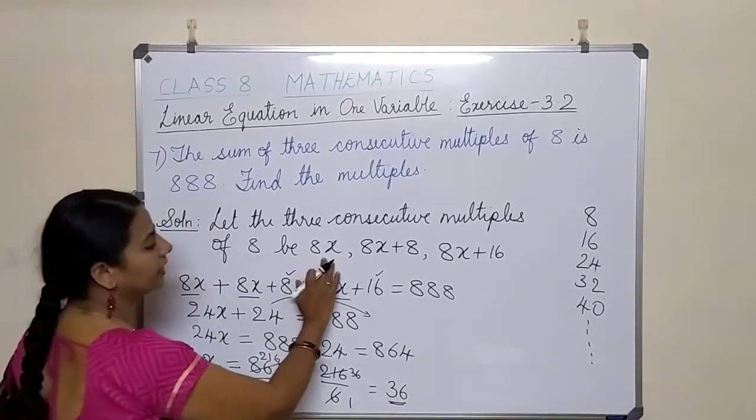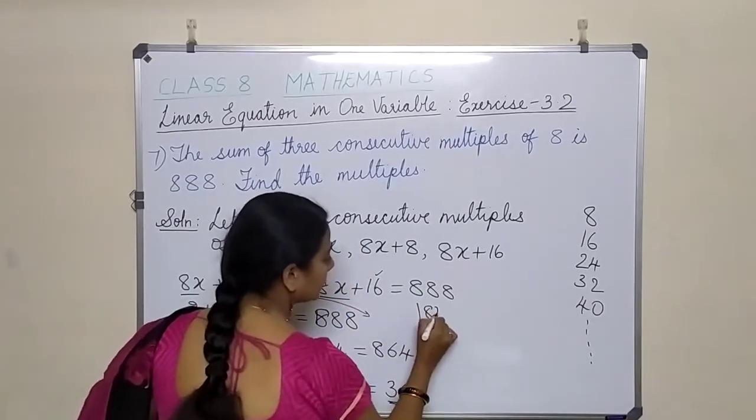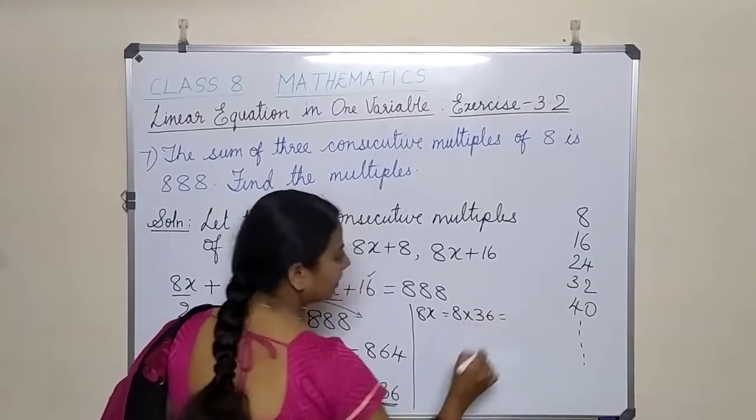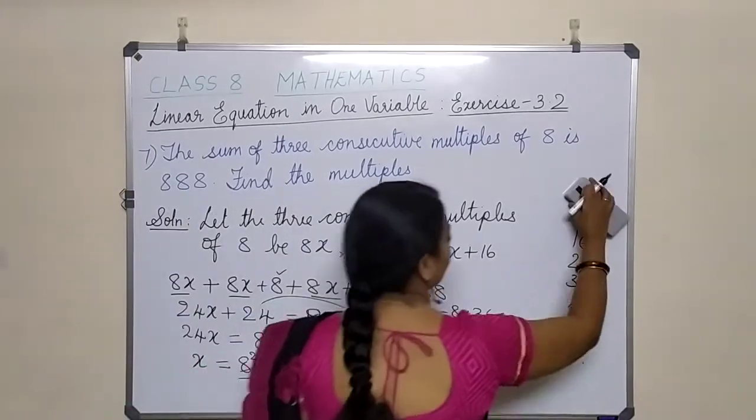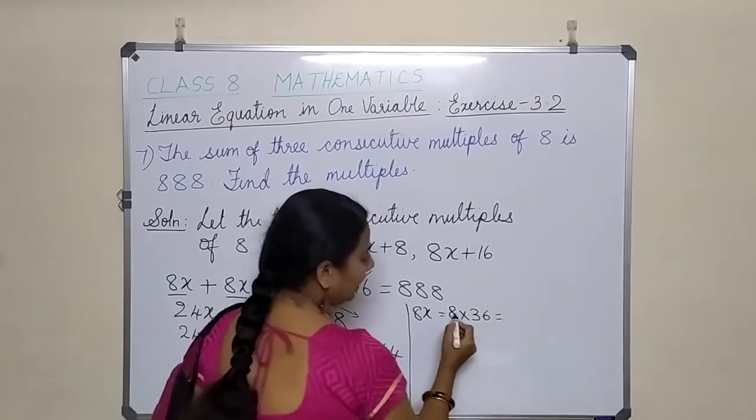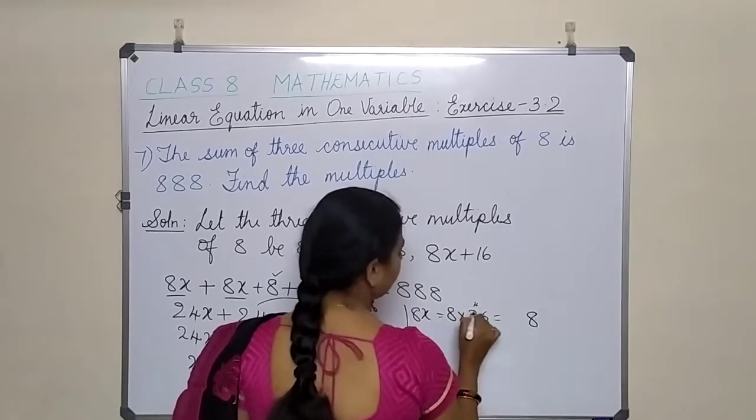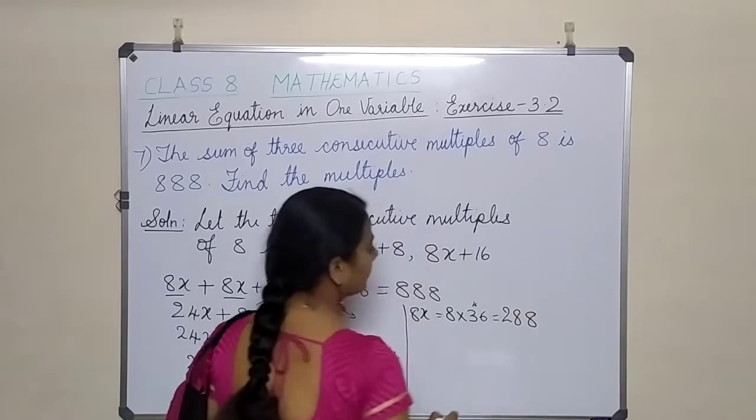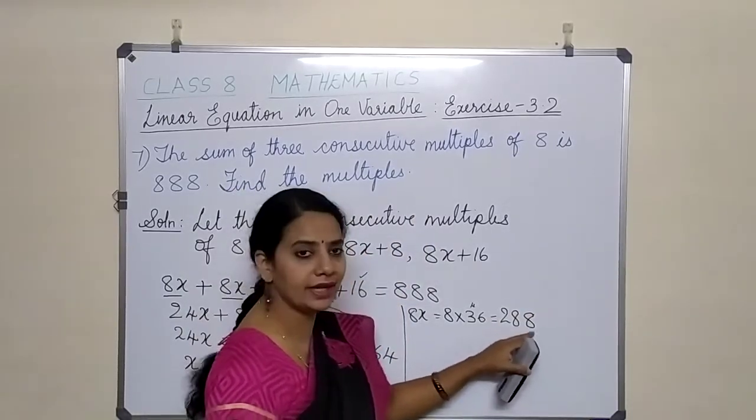Now you have to substitute the value of this x over here in these places. So 8x is equal to 8 into 36. How much is that? One second. Yeah. 8 6s are 48. 8 3s are 24. 24 plus 4, 28. So we got the value of 8x as 288.